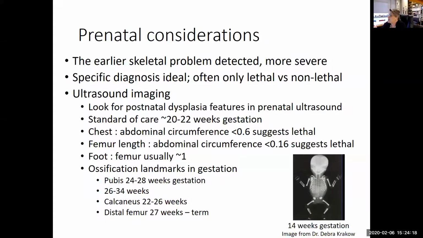Measurements are usually very helpful, and one of these ratios, the chest circumference compared to the abdominal circumference, if that ratio is less than 0.6, that's suggesting that there's a lethality to that skeletal dysplasia. Femur length in comparison to abdominal circumference, less than 0.16 suggests lethality also. And usually the femur to foot ratio is about 1. So if you see a disproportion there, that allows you to hone in on where there may be some shortening of the long bones.